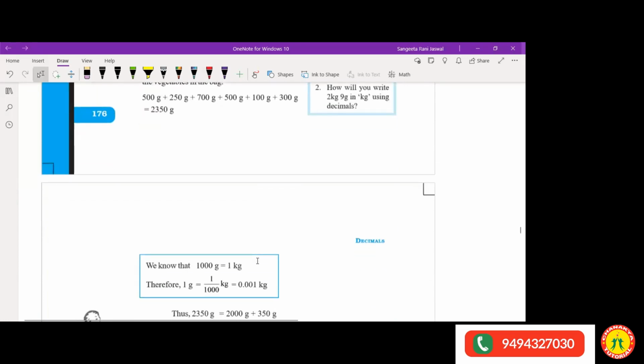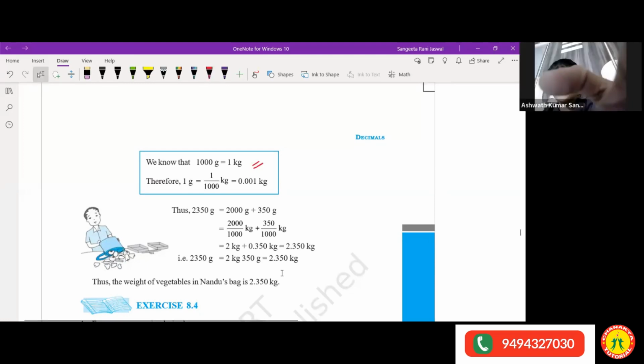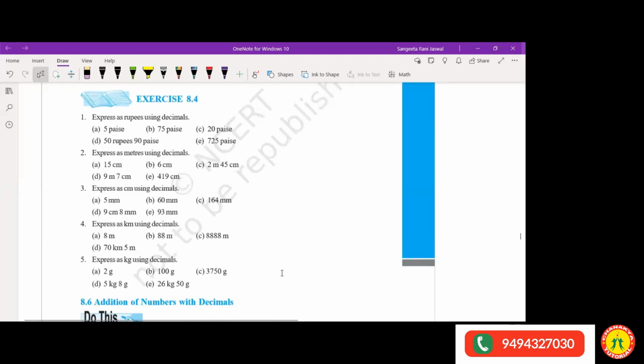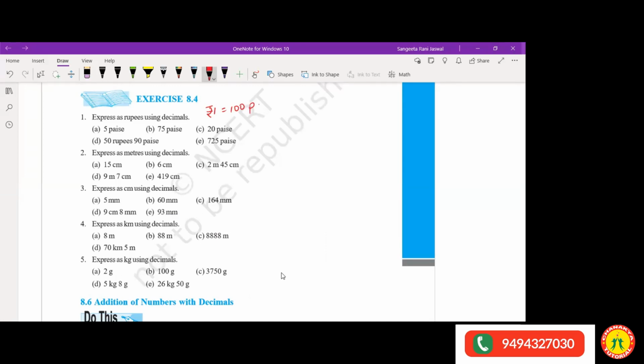Now we have weight. Now conversion of grams to kgs. 1000 grams makes 1 kg. Okay, children. Express as rupees using decimals. Now you have to express it in rupees. Now 1 rupee is how many paise? 100 paise. So this is 5 paise. 5 paise will be how many rupees? 0.5.